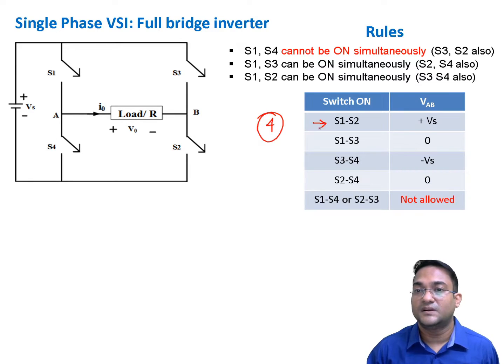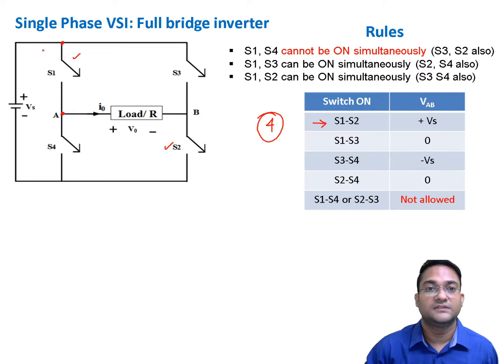When you turn on S1 and S2 together, this point A will be connected to the positive side of your power supply. This point B, if you turn on S2, will connect to the negative part of the power supply. So then VAB will be plus VS. Now if you turn on S1 and S3 together, so where is S1? This one is S1, this one is S3. So if you turn on S1 and S3 together, the voltage appearing across terminal AB will be 0, right? Because it will be the KVL path, and you can see the voltage across the load will be 0.